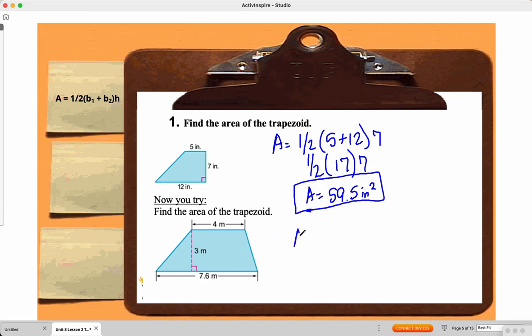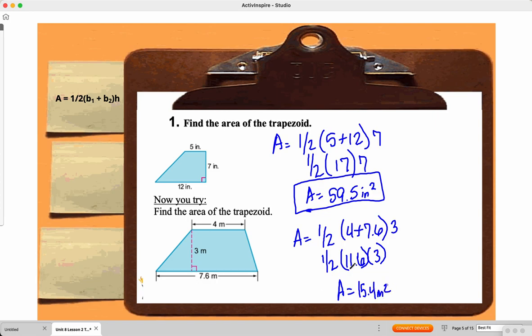All right, so we set this one up as area equals 1/2 of 4 plus 7.6 times 3. And here we're going to go one more step: 1/2 of 11.6 times 3. This would be where I do a real quick answer. I'm going to split this in half to 5.8 and do 1/2 of, so 5.8 times 3, which gives me an area of 15 4/10 meters squared.